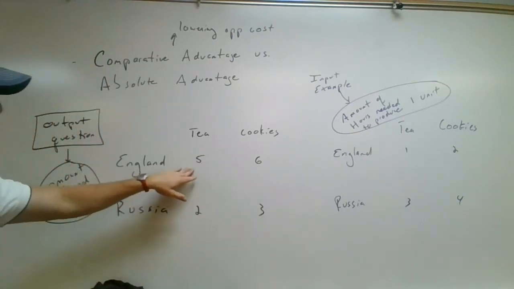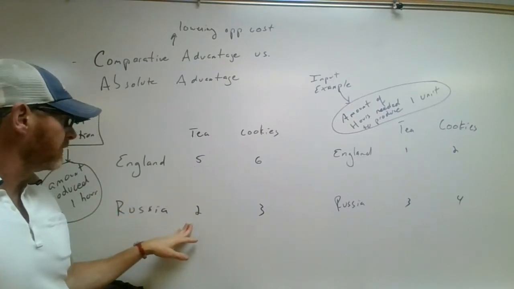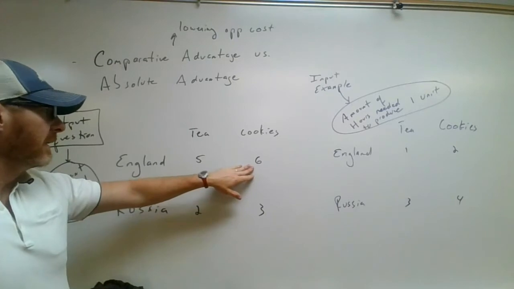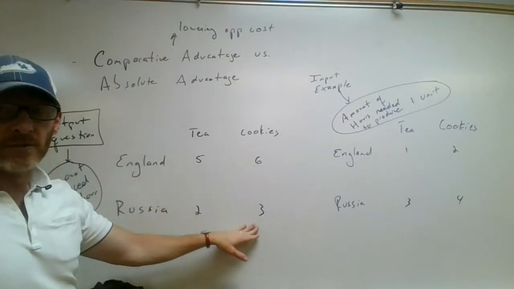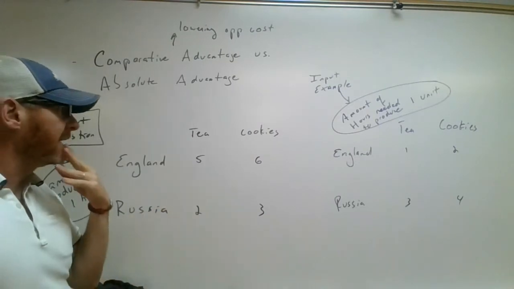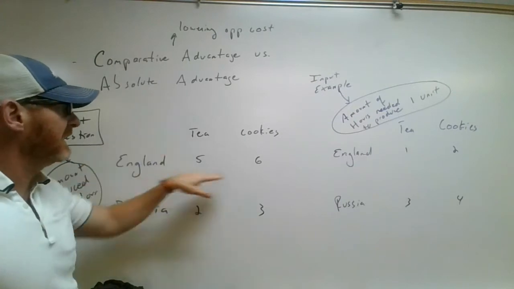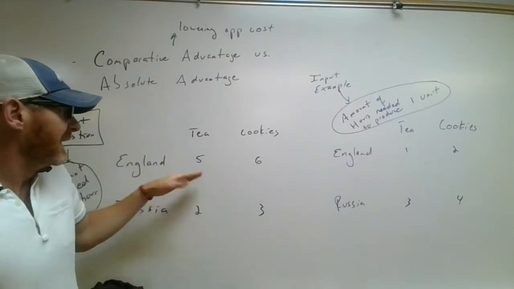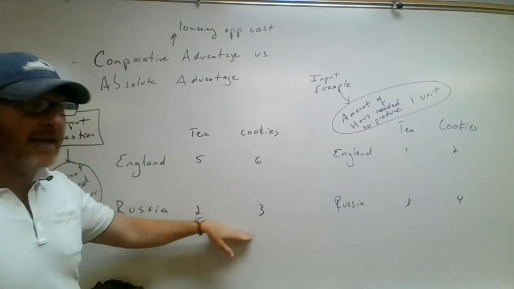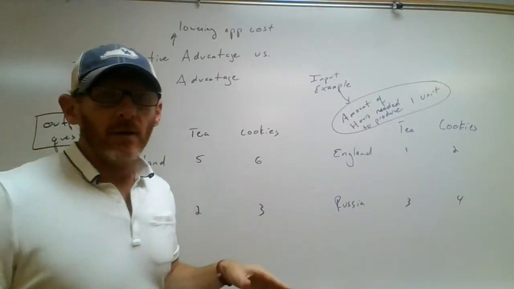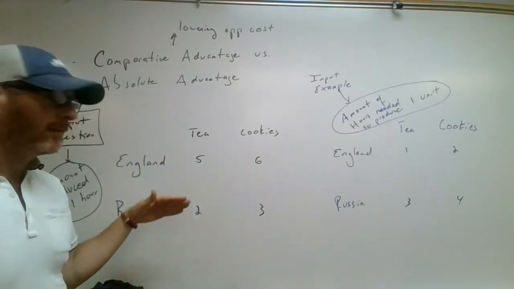So you can see England can produce 5 teas in an hour, and Russia can only produce 2 teas. And England can produce 6 units of cookies, where Russia can only produce 3 units of cookies in an hour. So in this case, you can say that England has the absolute advantage in tea and in cookies. England can literally just produce more, okay? Russia does not have an absolute advantage in any of them. But that doesn't mean they can't actually trade.